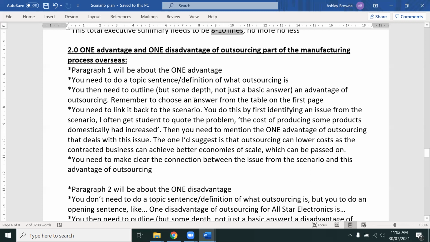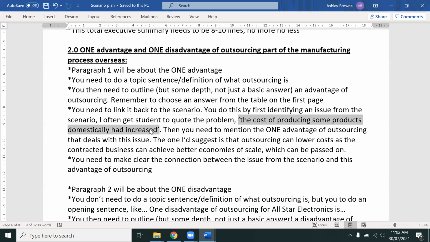Now remember to choose from that table we showed you earlier, choose one of those advantages. But remember, you can't just choose a random one. You've got to choose an answer that is linked to the scenario. So about reducing costs. Like I was saying here, you need to link it back to the scenario. How do we link it back to the scenario? You need to quote the problem. I like kids to put in a quote that's relevant. The cost of producing some products domestically has increased. That's from the scenario. So quote that. That's the issue. That's the problem.